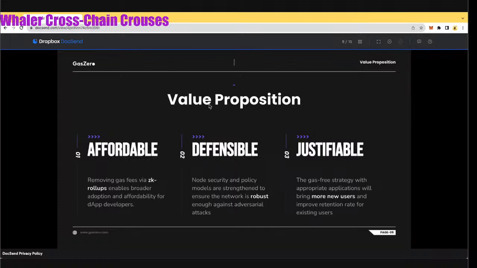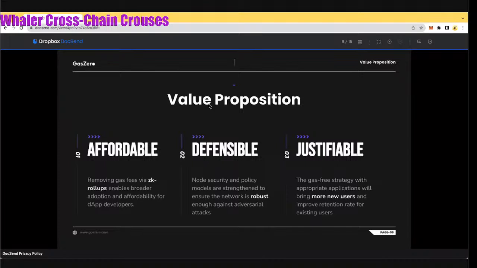Defensible: this blockchain should be a strong and robust network that can stand against different attacks such as DDoS and Sybil attacks, and not let malicious players hack accounts or hack the blockchain. So that's our second pillar. And justifiable.